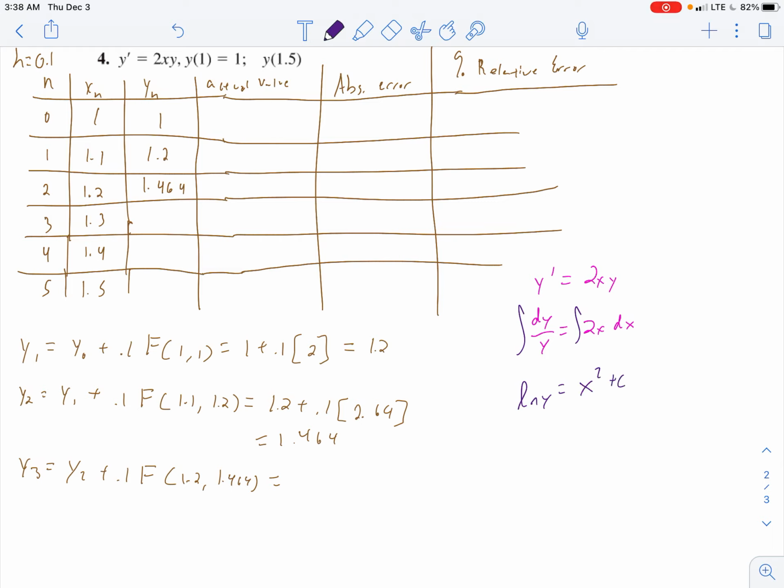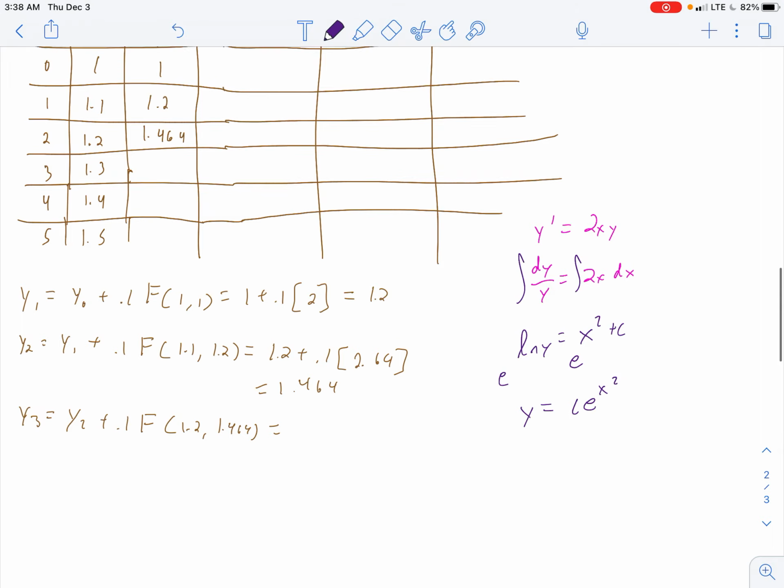I could go ahead and solve for c now. I'm going to go ahead and solve this explicitly. So put my e's to both sides. So y is equal to c e to the x squared.